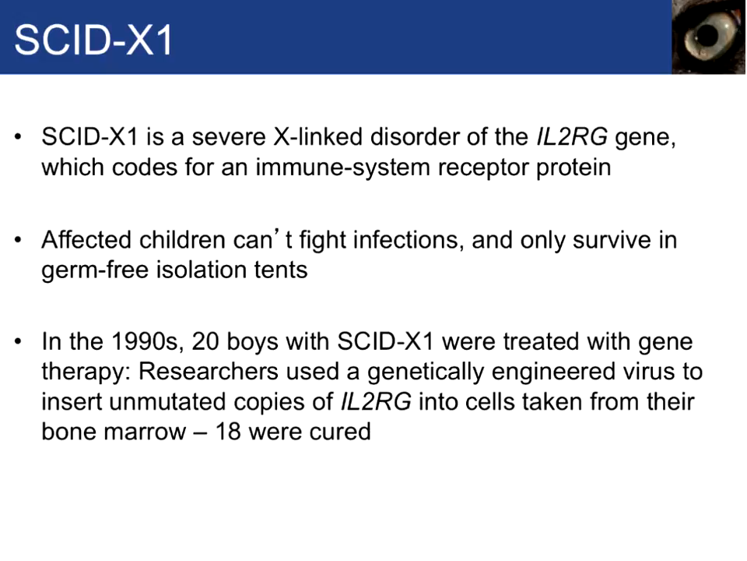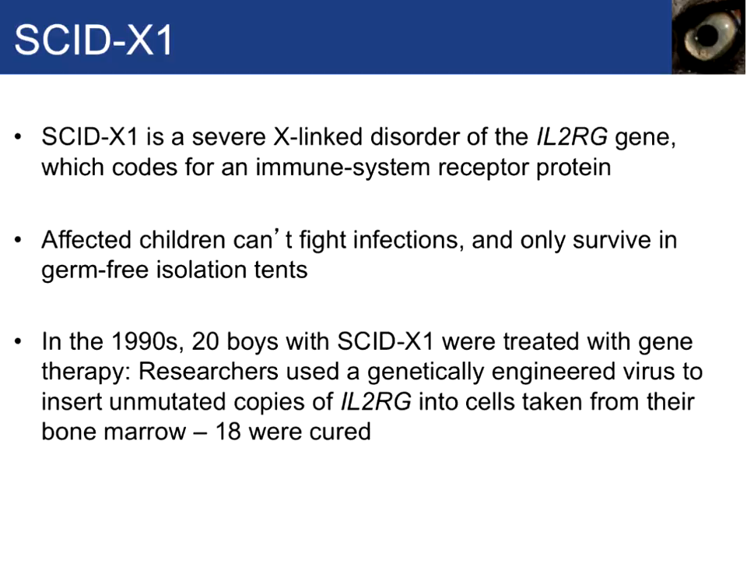So one disease that scientists tried to treat with gene therapy, with mixed results, was called SCID-X1. This is a severe X-linked disorder of the IL-2RG gene, and this codes for an immune system receptor protein. So affected children can't fight infections, and they only survive in germ-free isolation tents. And these kids used to be called bubble boys because they could not come out of the plastic isolation bubble without risk of acquiring an infection they wouldn't be able to fight off.